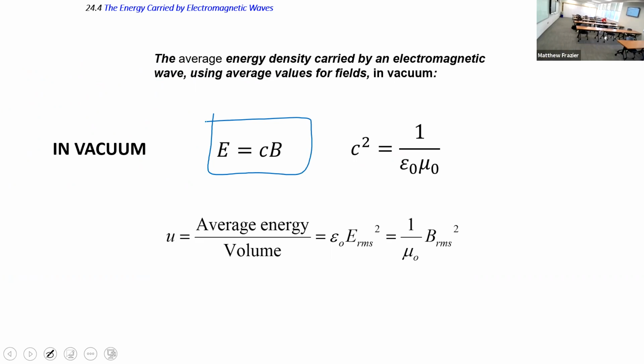Now, of course, we say that in vacuum because if the light goes through something like glass, then all bets are off. The light's interacting with matter, and you don't know what happens. You have to measure it.